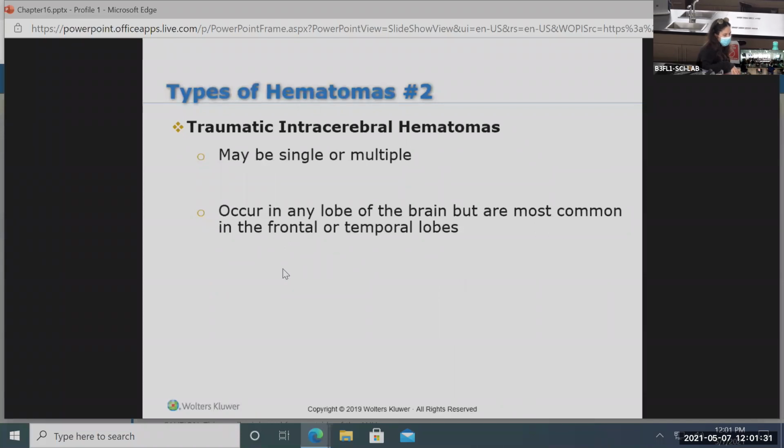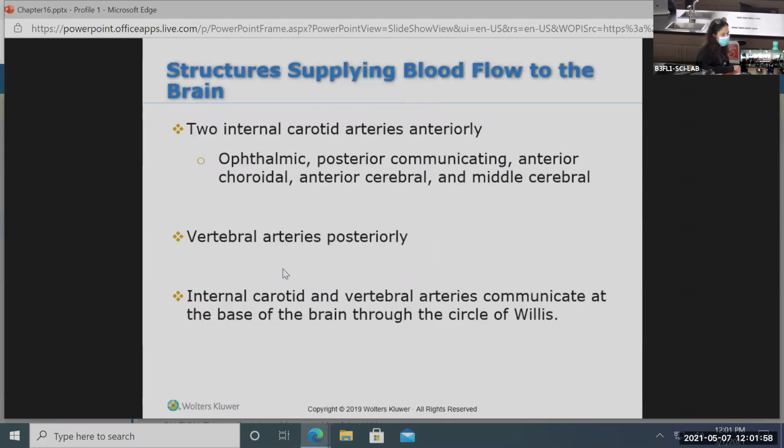Intracerebral, within the substance of the brain tissue, may be multiple or single, occurs in any lobe of the brain, but is most common in the frontal. Please highlight and remember, intracerebral hematoma is most common in the frontal lobe and the temporal lobe, because of the coup and contrecoup mechanism.